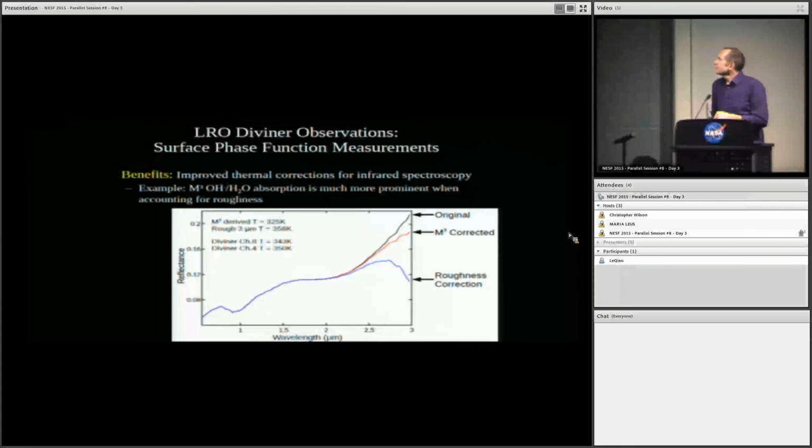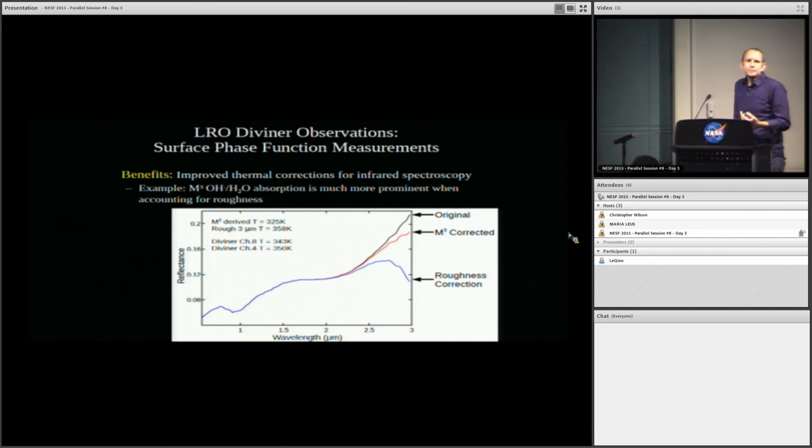Another benefit is improved thermal corrections for infrared spectroscopy. And now I'm talking about near infrared rather than thermal infrared. We have a little bit of thermal emission depending on the surface temperature of the body, but on the moon we're talking about 2.5 microns onward. And you have to correct for that thermal emission. In this case, I'm showing just an M-cubed spectrum. Got a nice 1 and 2 micron pyroxene features shown here, out to about 3 microns. The original data is shown in black, and this is the official M-cubed thermally corrected data.